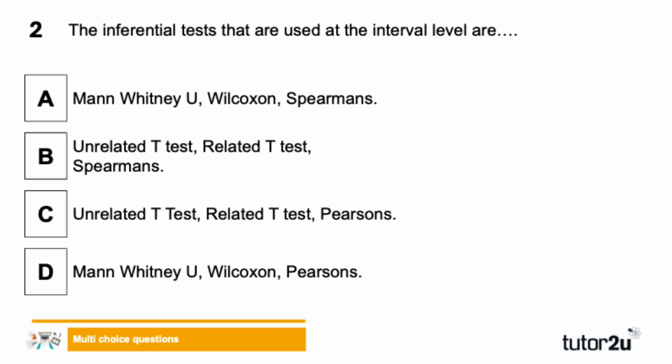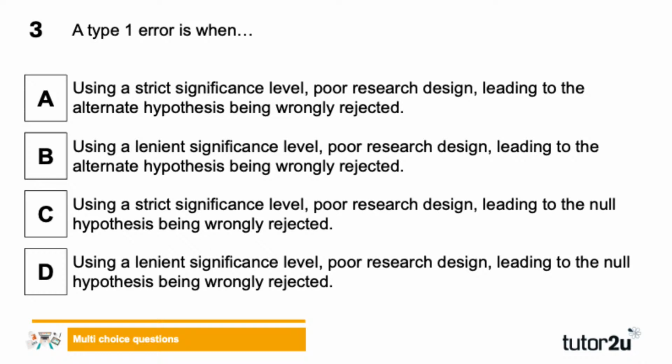Okay, so question 3, that is absolutely spot on. Unrelated to related and Pearson's is spot on there. Okay, so if we move to the third question. Okay, so a type 1 error is when? We've only just done this, so you should remember it.